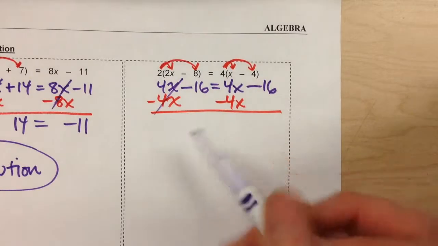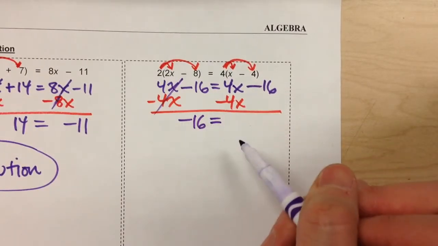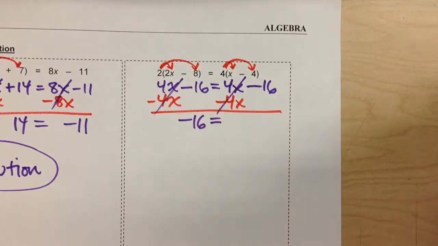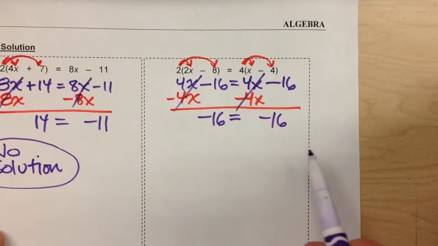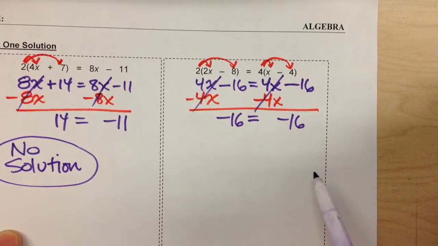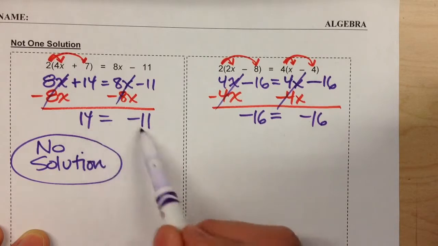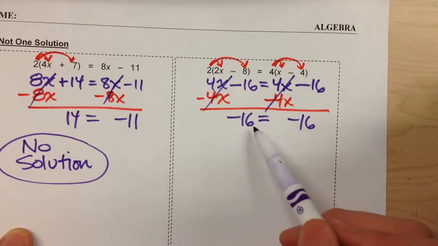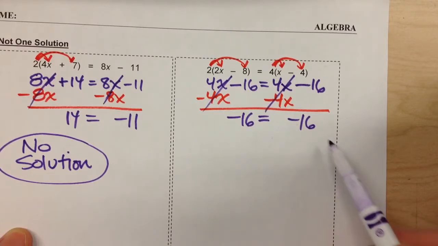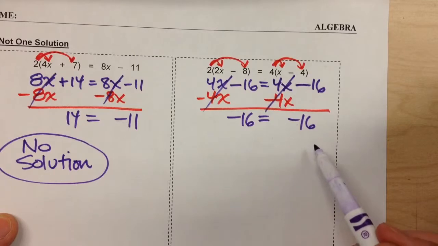4x's undo each other. Negative 16 drops down. Equals drops down. The 4x's undo each other. Negative 16 drops down again. And look, again, I have an equation where there's no more x's anymore. But unlike before where the equation didn't make any sense and it contradicts itself, this one does make sense. Negative 16 does equal negative 16. In fact, negative 16 always equals negative 16.